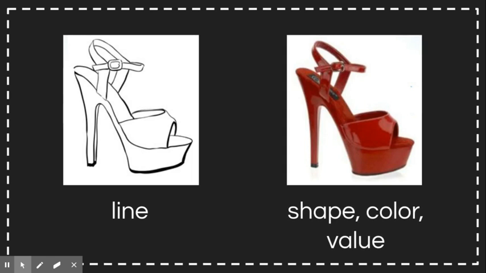It has more shape, color, and value. The color's red. The value means the lights and darks. So we have light red and dark red and medium red. That's what makes it look 3-dimensional or makes it look like a real shoe. And we'll talk more about shape, color, and value in later videos.